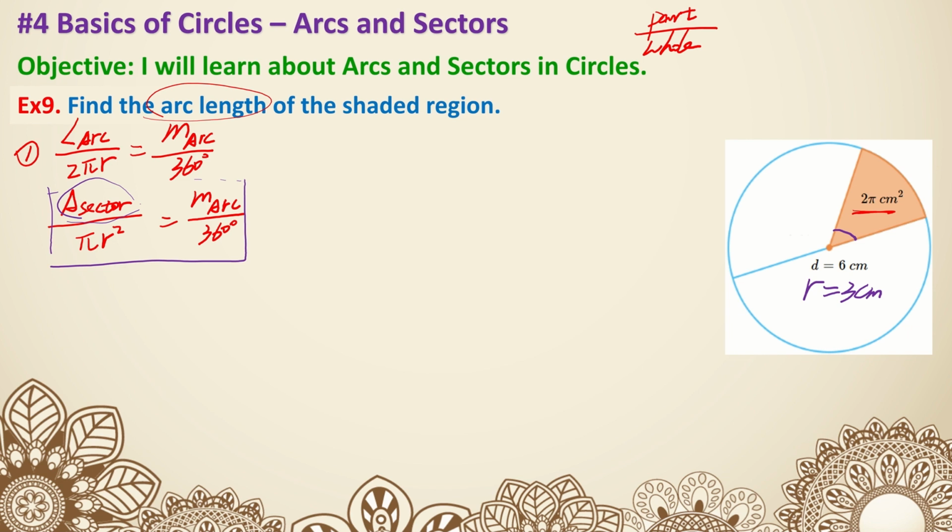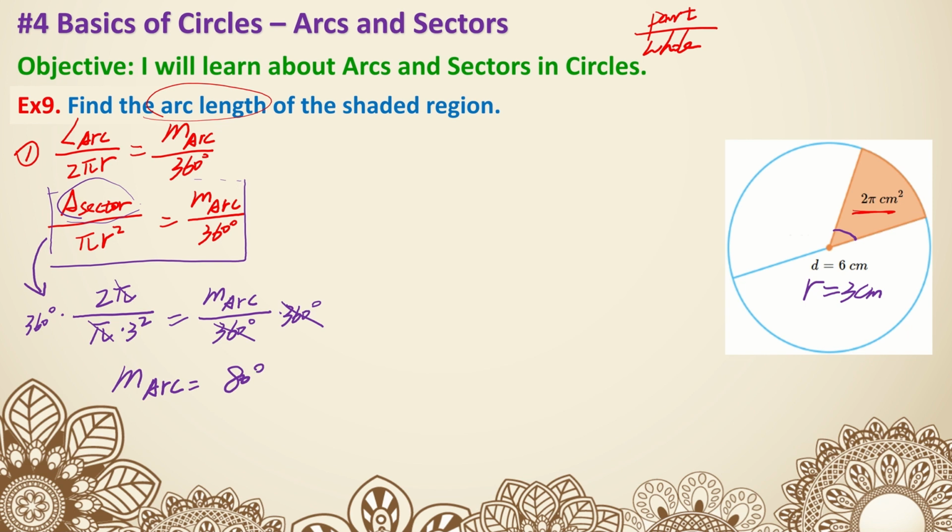So let's put things in. The sector area is given as 2 pi. So I'm using this formula: 2 pi over pi times 3 squared equals the measure of the arc, which again is the central angle, over 360 degrees. I can get rid of the pi. And if we want to find the measure of the arc, I'm going to multiply both sides by 360 degrees. That is gone on the right side. I basically have 360 times 2, then divided by 9. So the measure of the arc is going to be 80 degrees.